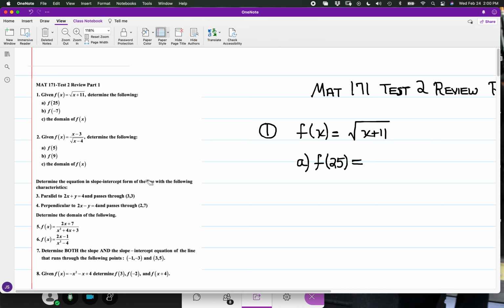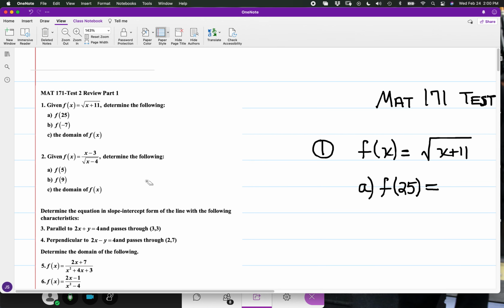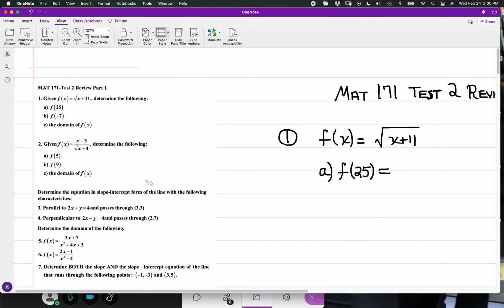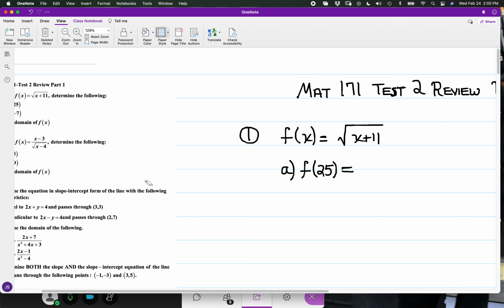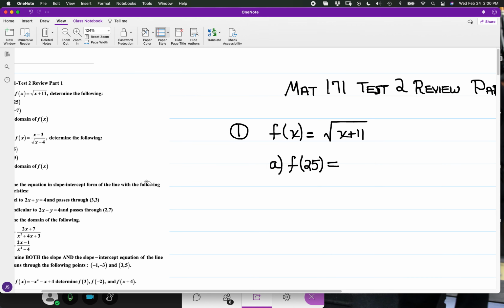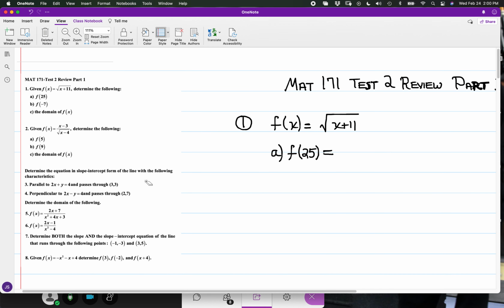And with the first problem, we're looking at the domain as well as specified values concerning a given function for the first two problems. In number one, we have the function f of x is equal to the square root of x plus 11. In the first part, we're looking at the value of y whenever x is set to 25.